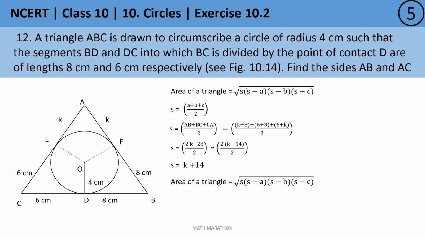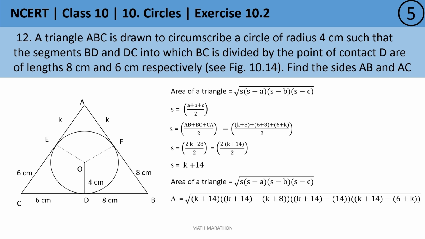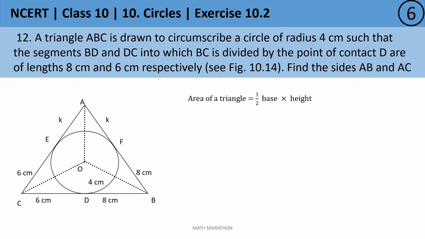Let us find the area of the triangle. S is K plus 14. A, B and C are sides of the triangle. A, B and C are K plus 8, 14 and K plus 6. Area of triangle is equal to square root of K plus 14 multiplied by 6 multiplied by K multiplied by 8.